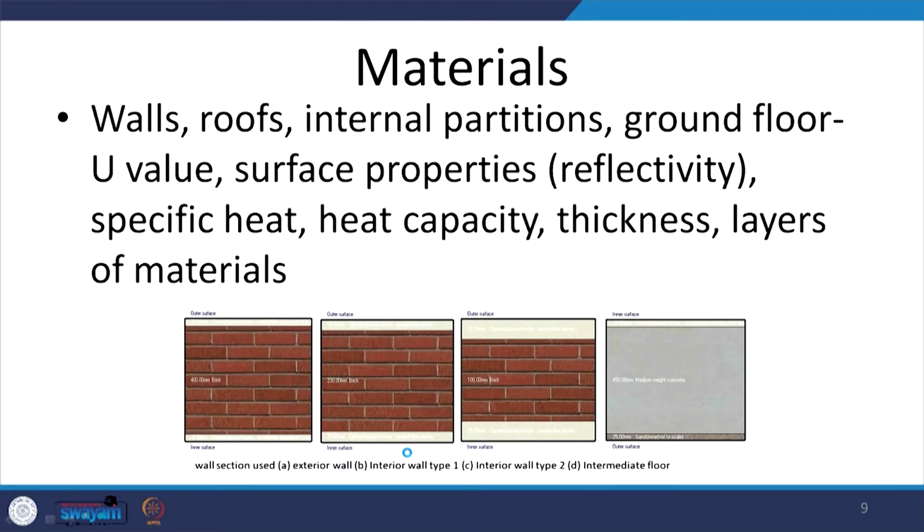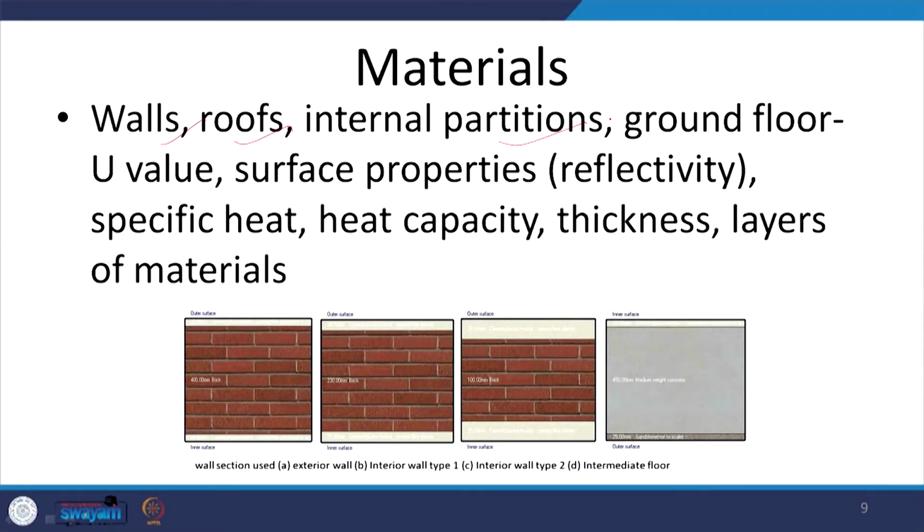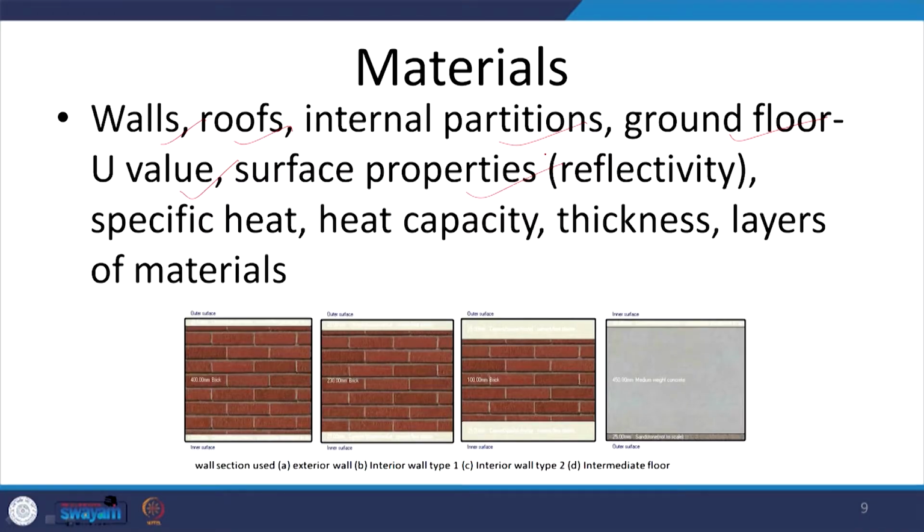Then we have to add materials here. Now, this building which we have created, and we were seeing the walls and roofs and everything here, each of these components will be specified with specific material. So, we have to specify the materials for walls, roofs, internal partitions, ground floors, intermediate floors. So, all the opaque materials are described here for their U values, for their surface properties, specific heat, heat capacity, thickness, layers of materials. So, here this is an example where different layers of materials are taken.